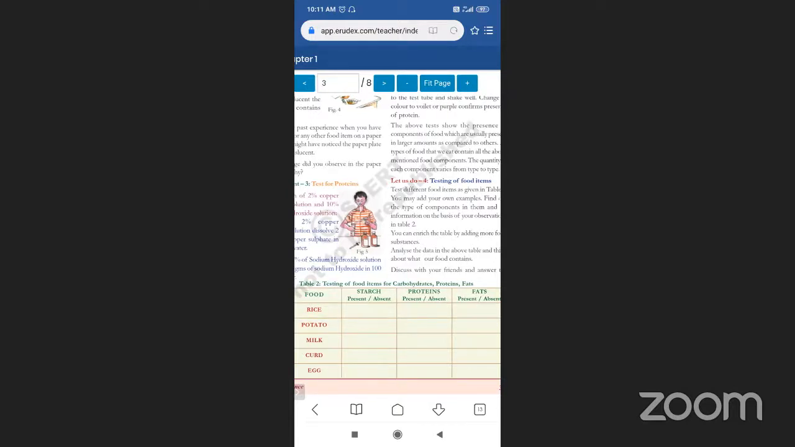So that is representing some oily nature. By seeing that, we can identify the fat contents are present in milk and curd.